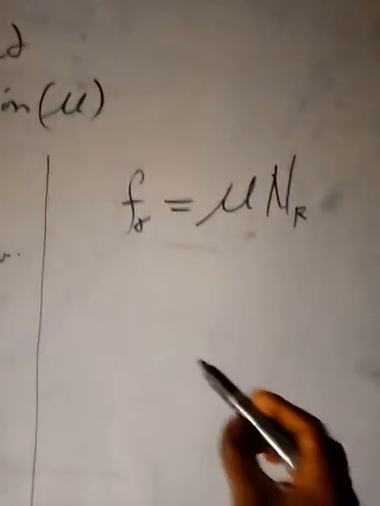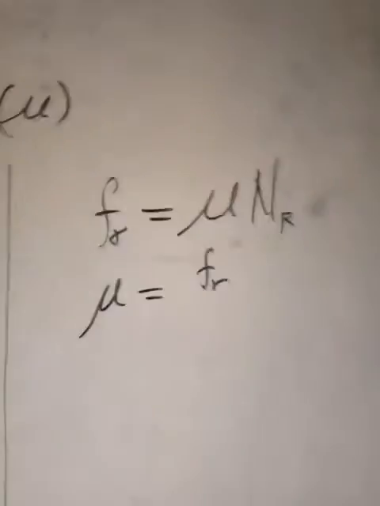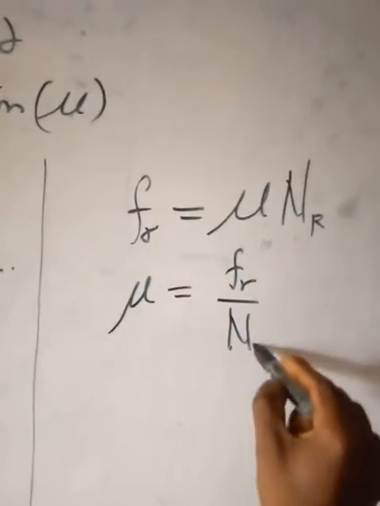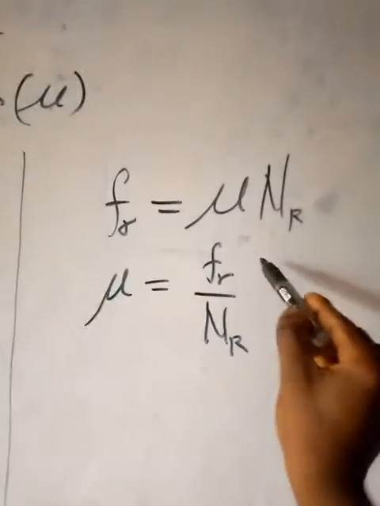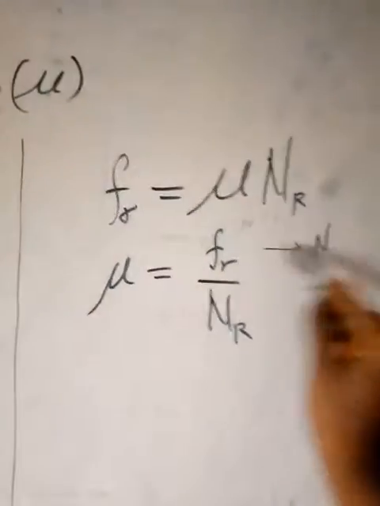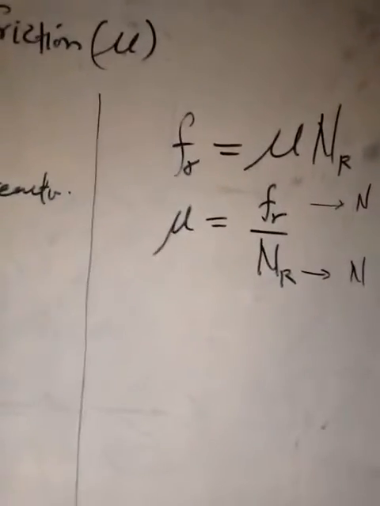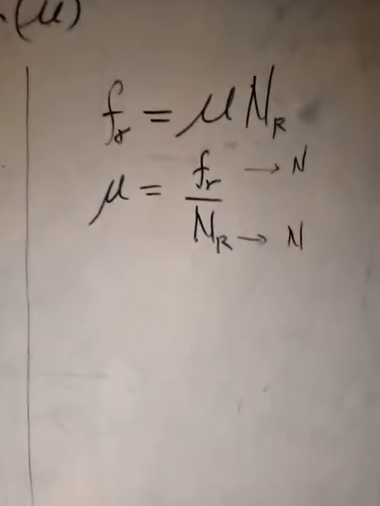Let's make coefficient of static friction the subject of the formula. It's going to give us frictional force divided by normal reaction. Here, normal reaction is measured in newtons, frictional force in newtons, normal reaction also in newtons. Therefore, coefficient of static friction has no unit.